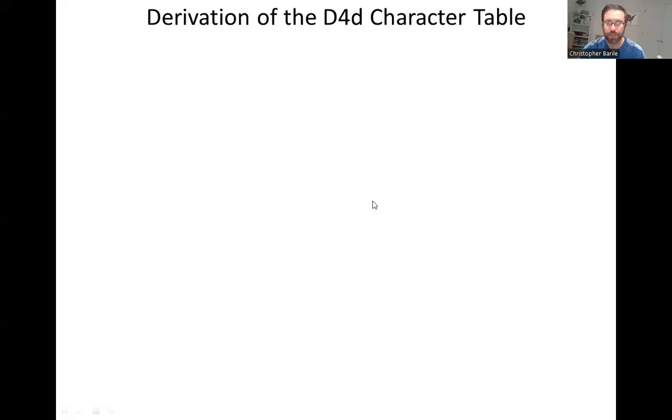Okay, so in the last video, we figured out that there's 16 symmetry operations for D4d, and that was the first step in deriving the character table. Then we can group them into 7 classes. And the classes we figured out were, well, identity is always its own class. By convention, we put that as the first class.